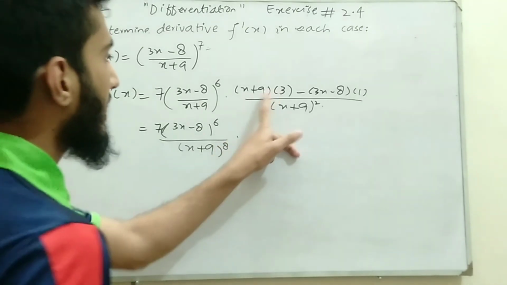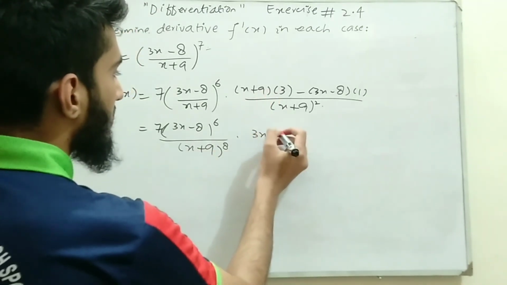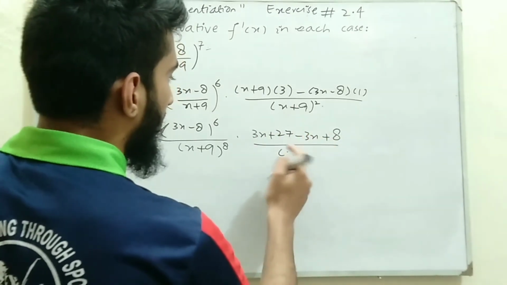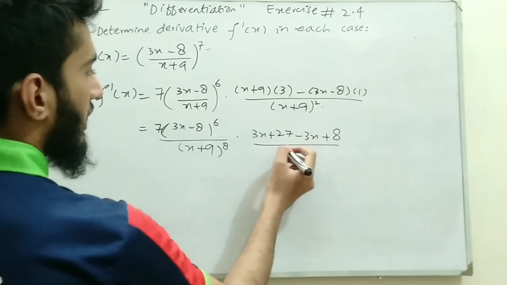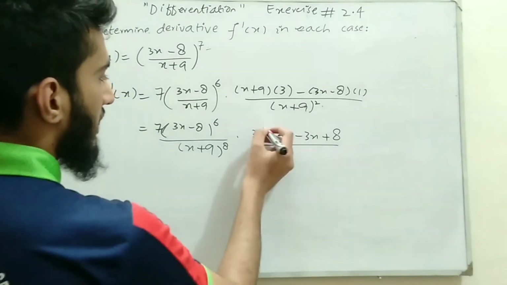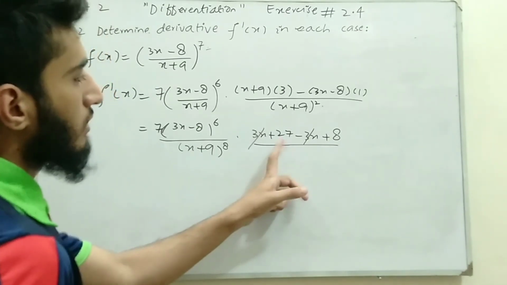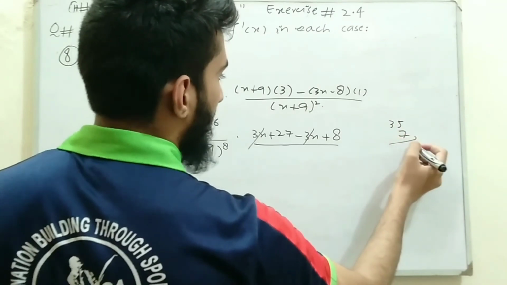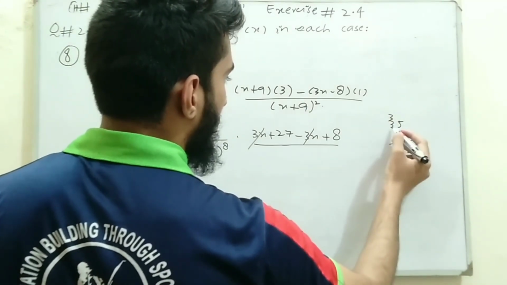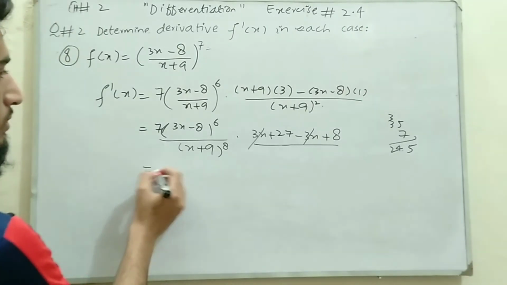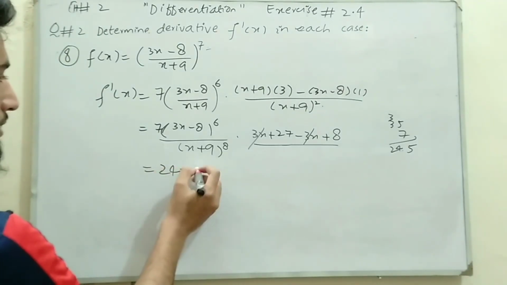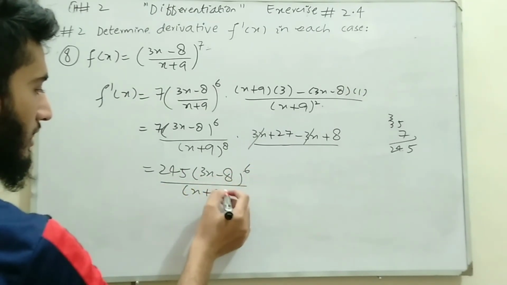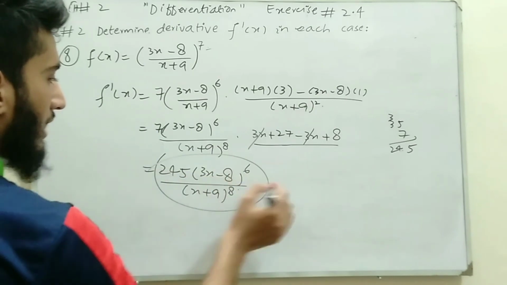And here it becomes 3x plus 27 minus 3x and plus 8, and whole divided by. Here we are not left with each element, so 3x will cancel out with negative 3x, 27 plus 8 will give us 35. So 7 multiply 35 will give us a value 245. So it will give us a value 245 multiply (3x minus 8) whole raised to power 6 divided by (x plus 9) whole raised to power 8. This is the required derivative.